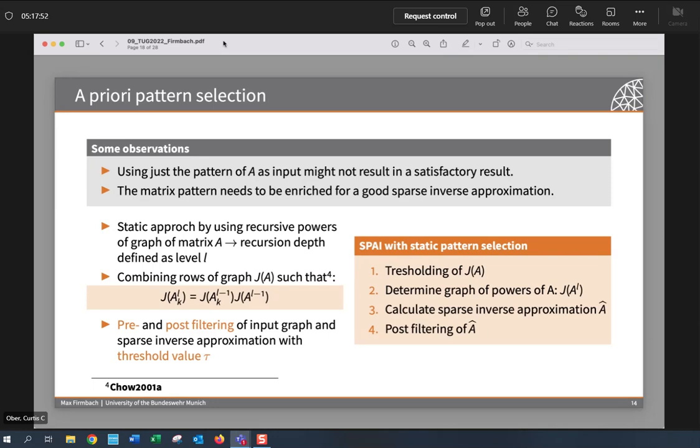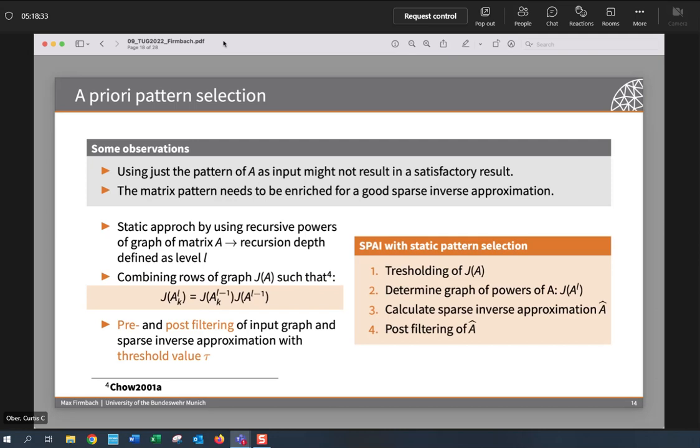we kind of face another problem. Just using the matrix graph of A for the sparse approximate inverse might not always result in a satisfactory result. So we use the static pattern selection approach that was also introduced by Joe. We use recursive powers of our matrix A and use the graph of that. Even simpler speaking, you just multiply your matrix by itself and then take the result and take the sparse graph of it.